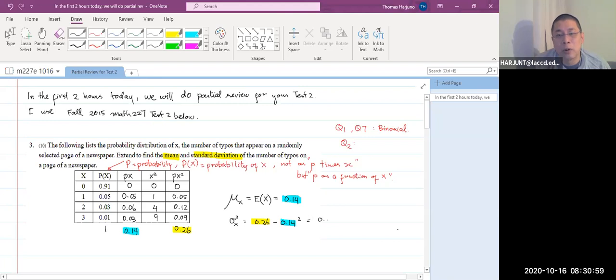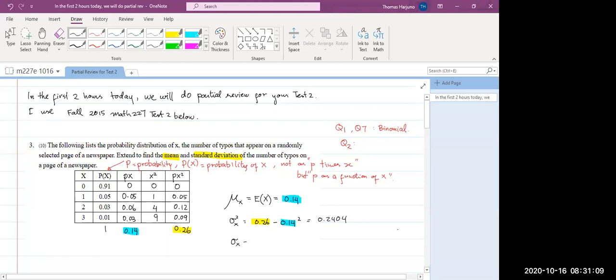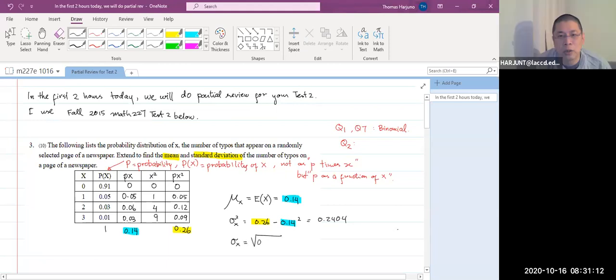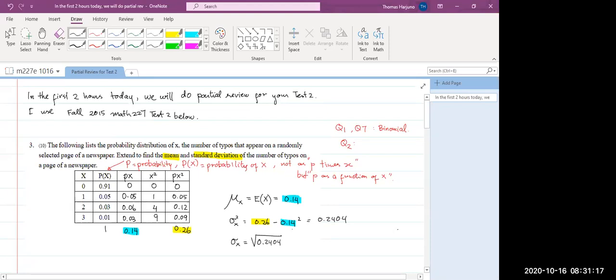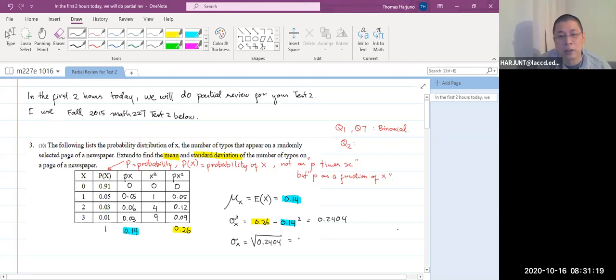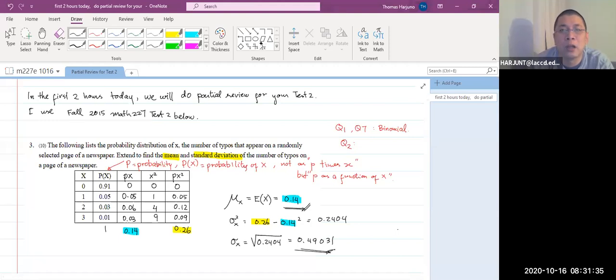Yeah, this is 0.2404. But that's not the standard deviation though. The standard deviation is the square root of that. So the standard deviation of x is the square root of 0.2404. Then I use my calculator to get 0.49031. Okay. Any questions so far?